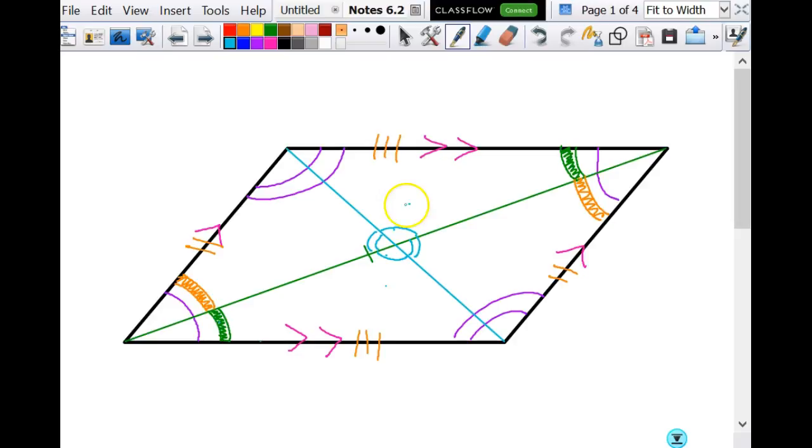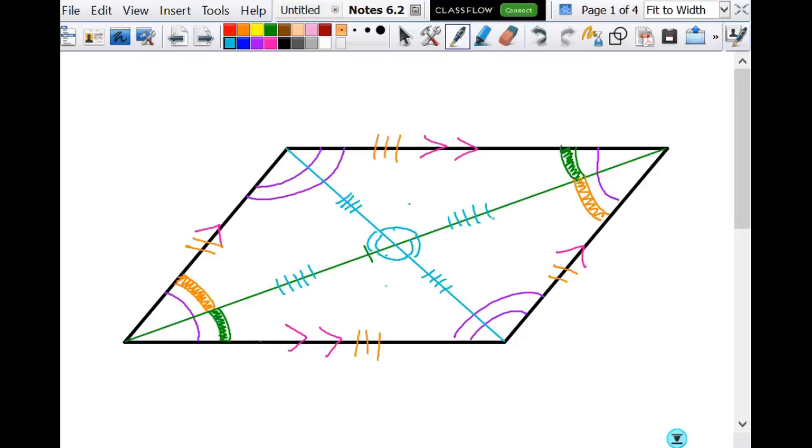So if the triangles are congruent, then again, everything about them is congruent. So since these 2 are congruent, that means that this piece is congruent to this piece, and this piece is congruent to this piece. So knowing that, then I can say that the diagonals do what to each other? They bisect each other. Okay, so that's yet something else about a parallelogram. Okay, we all good so far?